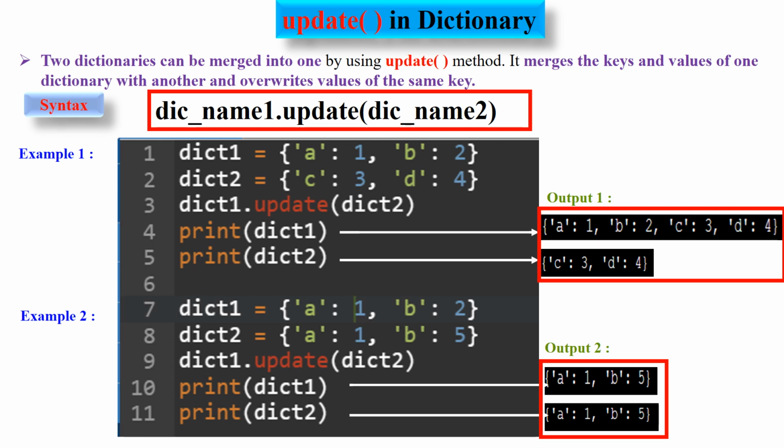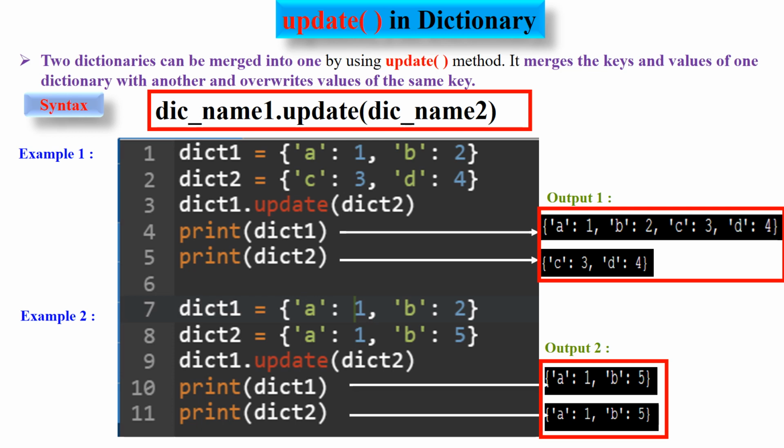Now, look at example 2. In this example, both dict1 and dict2 have a common key value pair. When dict1.update(dict2) is called, the value of the common key B in dict1 is overwritten by the value from dict2. The resulting merged dictionary is {A:1, B:5}. Again, dict2 remains unchanged. The output of dict2 is {A:1, B:5}.